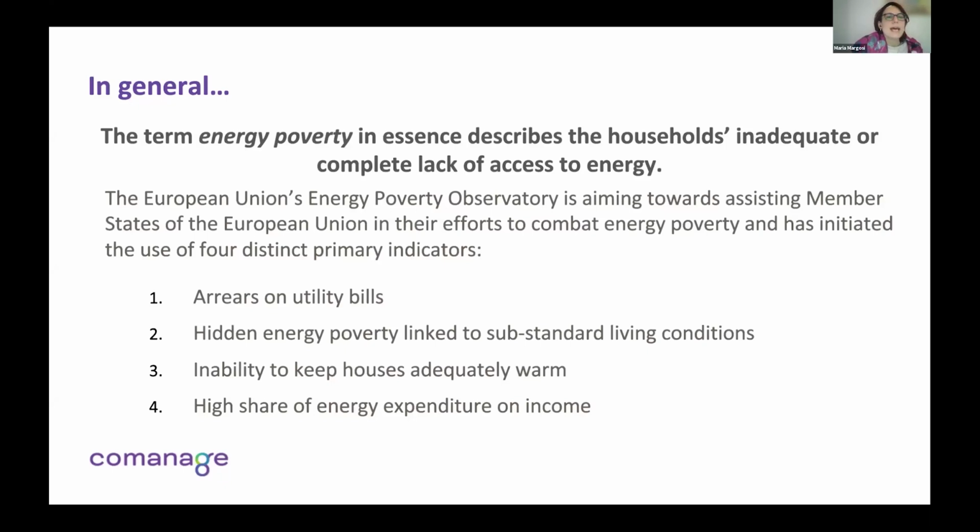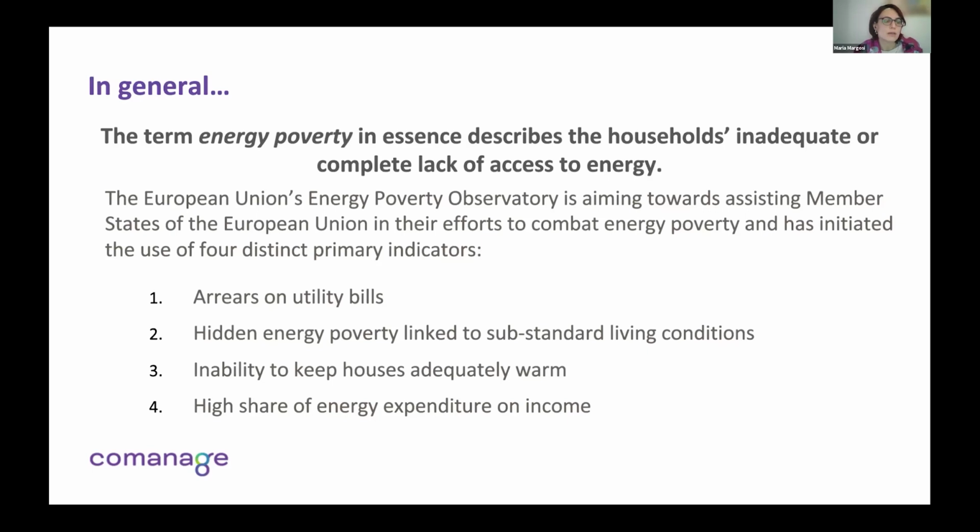So, I'm going to talk about the energy poverty issue in Greece and how we're trying to tackle it through the energy communities. At first, I will try to give the framework. The term energy poverty, according to the European Union's definition, describes households with inadequate or complete lack of access to energy.